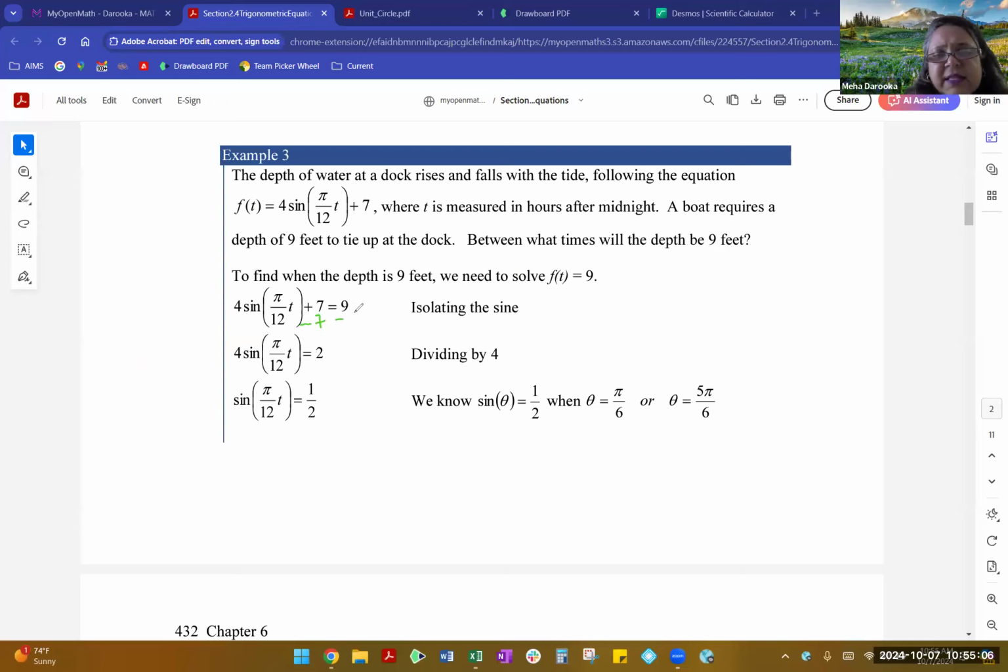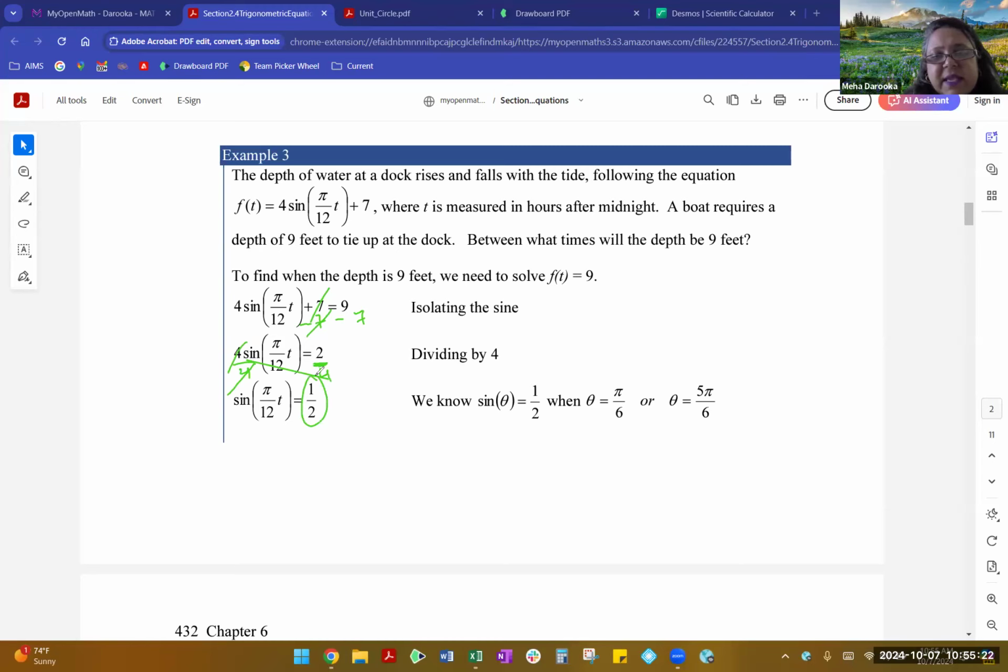You start out by subtracting that 7, and you can see 9 minus 7 gives us 2. So that's where the 2 is coming from. Then we go ahead and divide both sides by 4. So this guy will cancel out. And 2 divided by 4, of course, becomes 1/2.